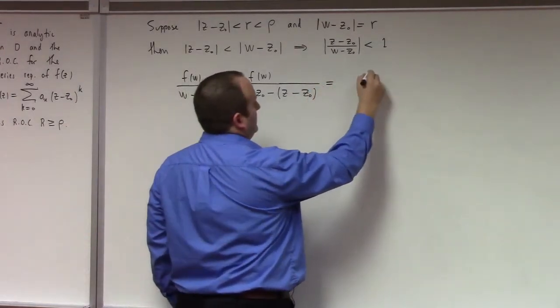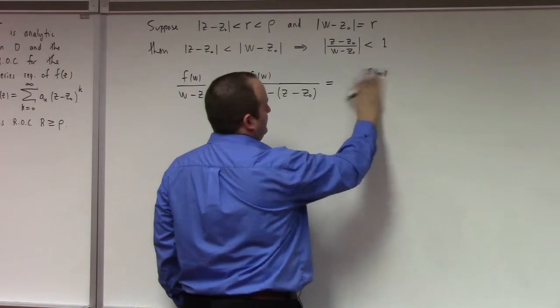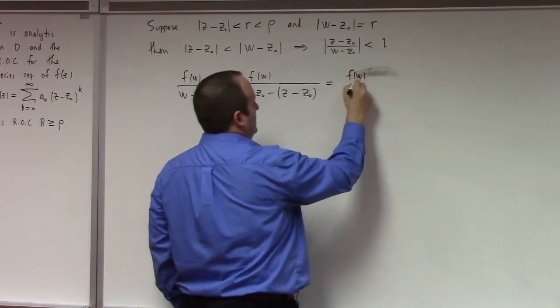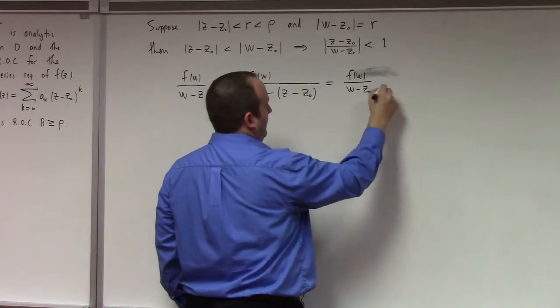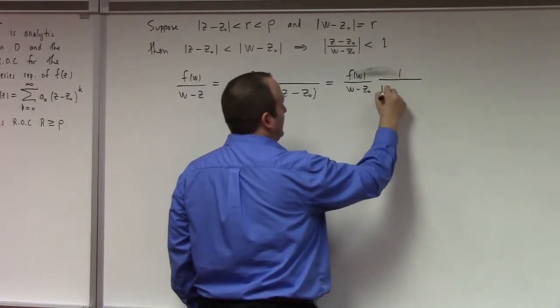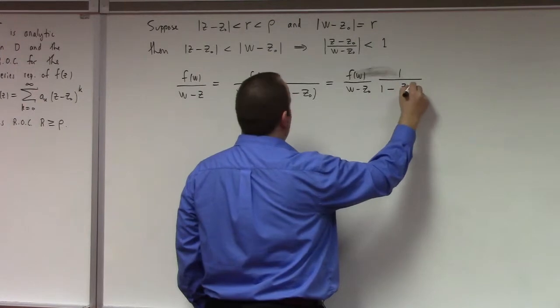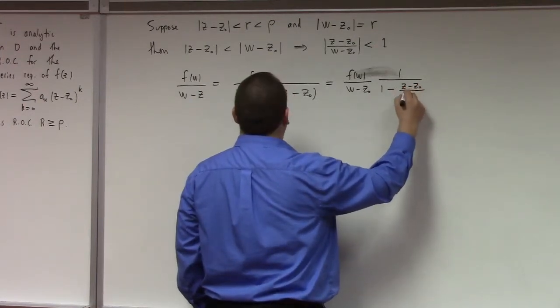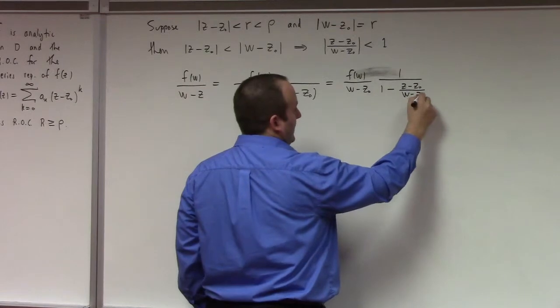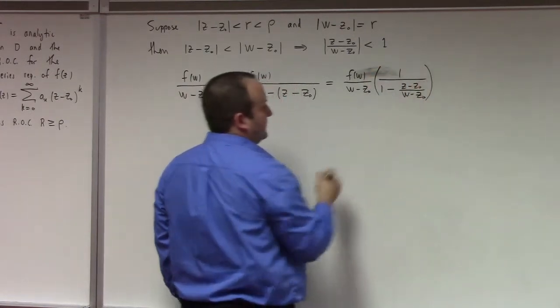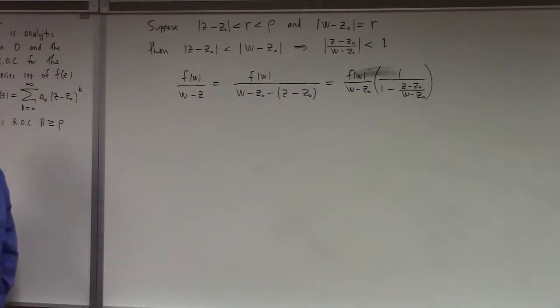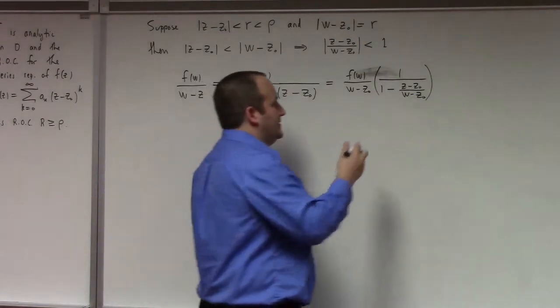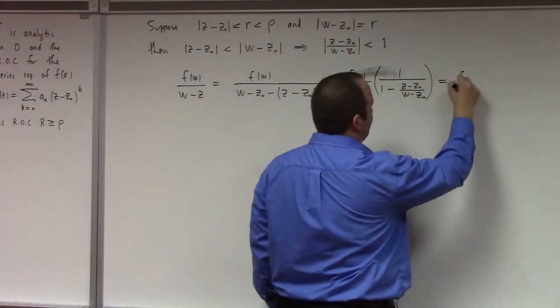This is really f of w over w minus z naught times 1 over 1 minus (z minus z naught) over (w minus z naught). Well, isn't that convenient? Because that is precisely 1 over 1 minus something, where that something has modulus less than 1, right? So what can we do? The same thing we do every night, try to take over the world? No, that is not the answer.